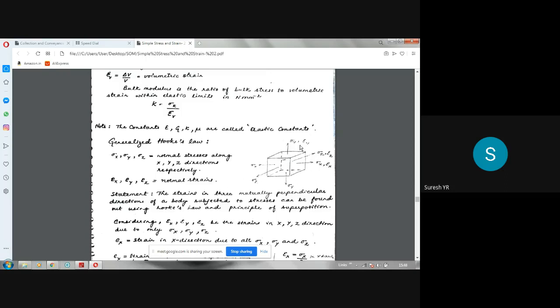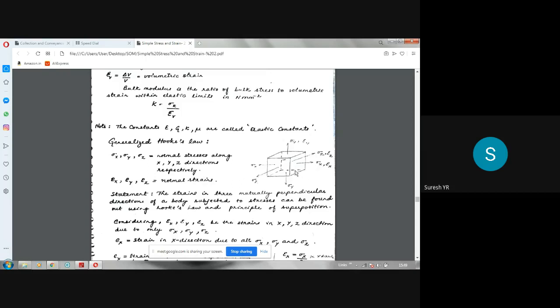Now there is a relation for how to find these strains in such a case. If you know the values of stresses, how to find the value of strain in all the three directions. So in this case, what happens? I have taken sigma x, sigma y, sigma z as normal stresses along x, y, z directions respectively. Epsilon x, epsilon y, epsilon z, they are the normal strains in that direction.